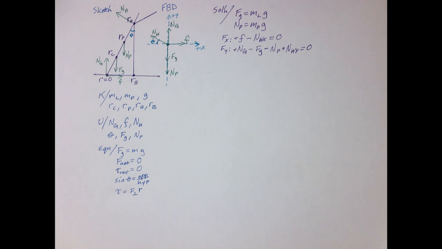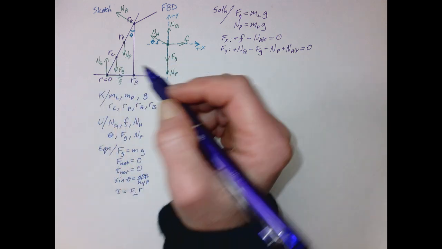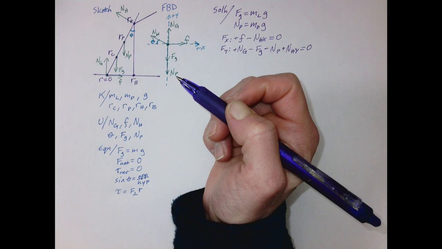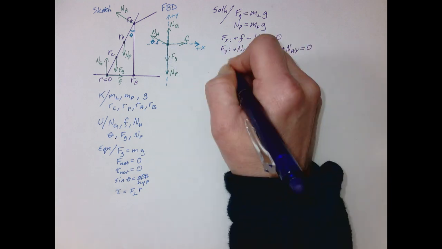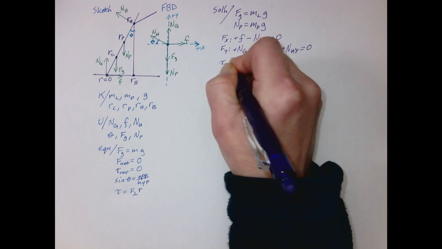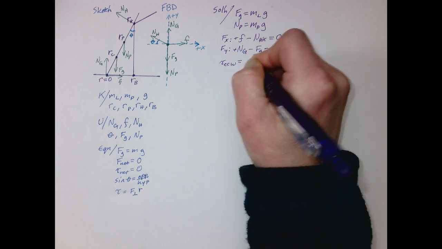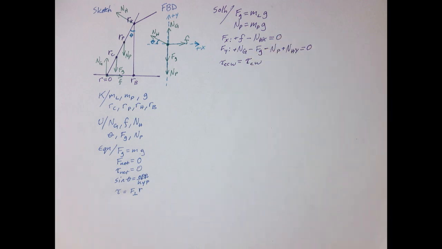Next, we'll set up an equation for our torque. Since the net torque equals 0, we know that the torque acting in a clockwise direction must be equal to the torque acting in a counterclockwise direction. So torque counterclockwise equals torque clockwise. When you're constructing the torque equation, it's helpful to clearly define your pivot point before you get started.